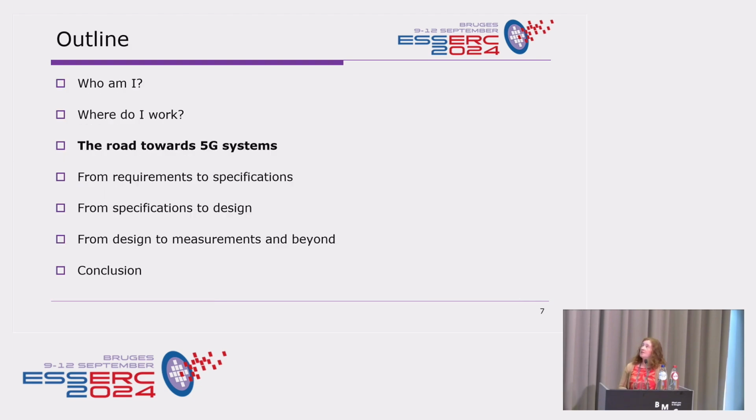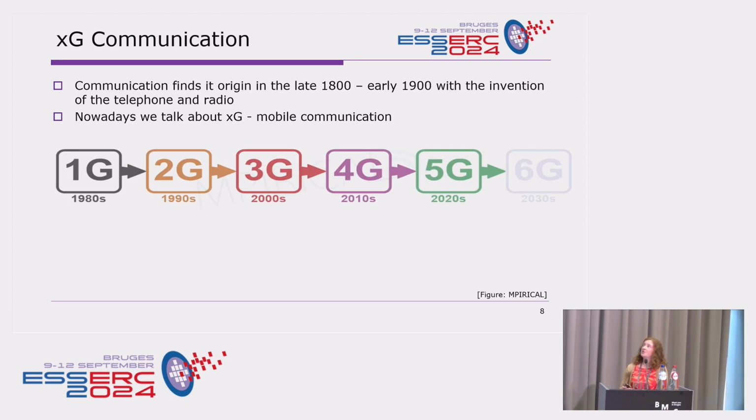Now let's have a look at 5G systems, and we will start with a very short history class. It will only take me one slide, so don't worry. But communication started about the early 1900s with the invention of the telephone and then the radio. Nowadays, we talk about mobile communication, and we talk about the X generation. And I will shortly show you some aspects of the different generations that we have.